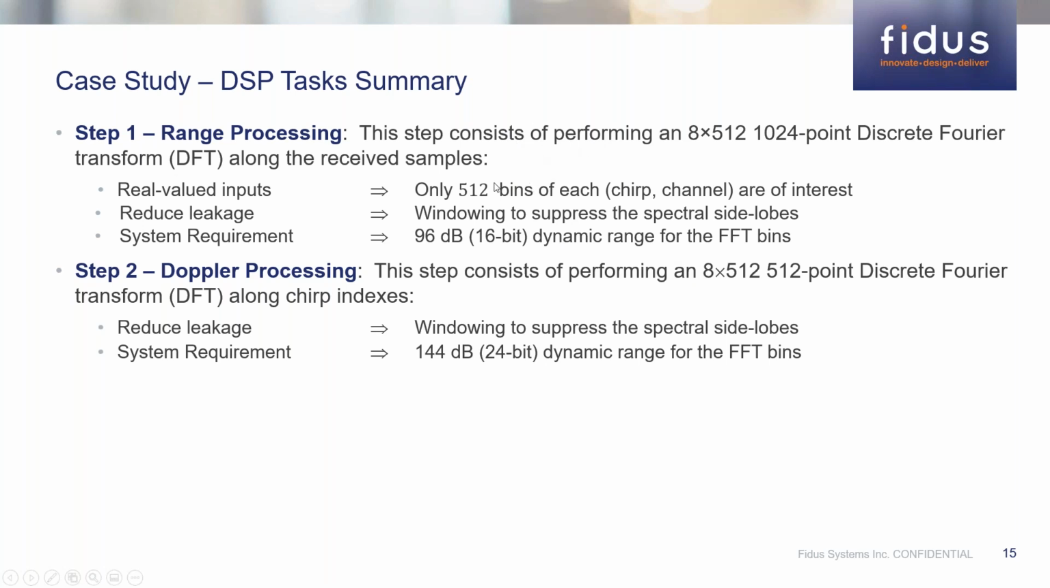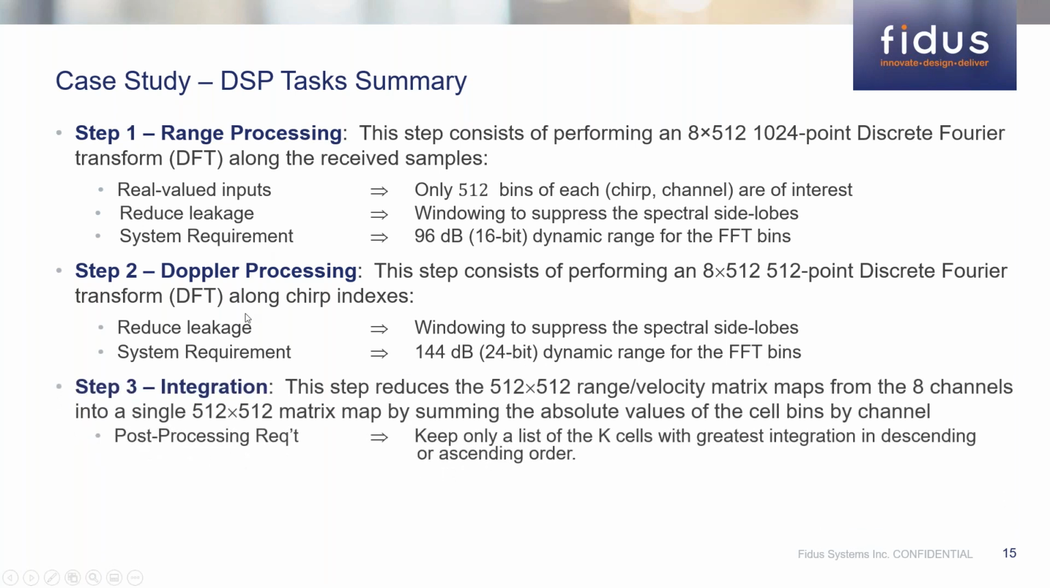The second step is Doppler processing, which is another FFT on the output of the first step. So we have a cube, and we are going to apply another FFT. However, this time it is along the chirp direction, on the chirp indexes, and the number of FFTs is 8 times 512-point discrete Fourier transforms. As for the first FFT, we are also going to use windowing prior to doing the FFT. As a system requirement, we need 144 dB dynamic range for the FFT, which corresponds to 24 bits.